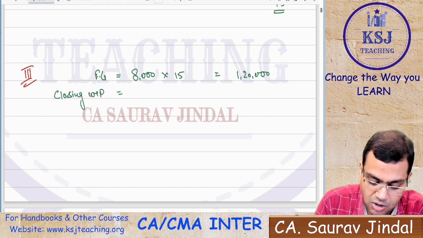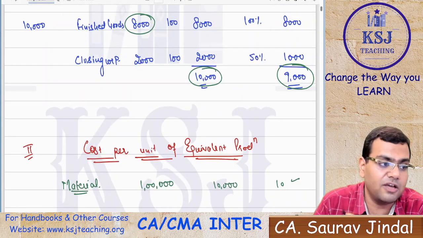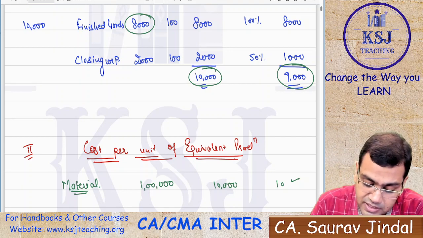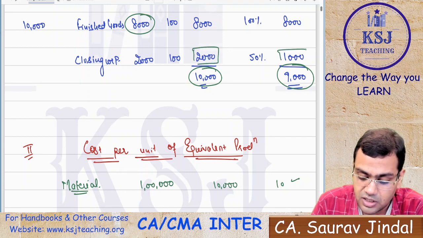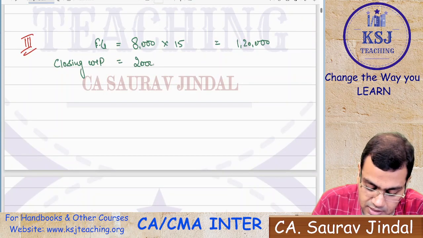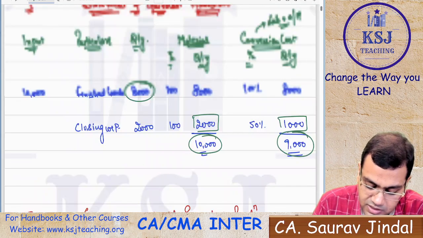Closing WIP, how many units of the closing WIP? Sir, here you have to be very careful. For material, the number of units is 2,000, but for conversion cost, it is 1,000. So how will you calculate it? For 2,000 units multiplied by 10 rupees plus 1,000 units multiplied by 5 rupees. So that is 20,000.